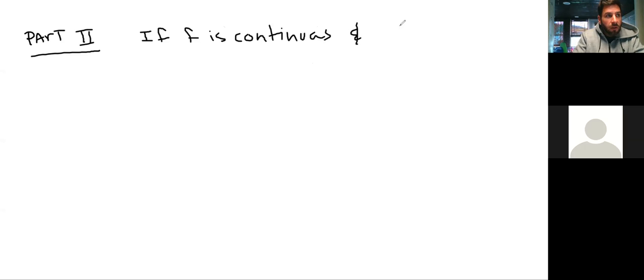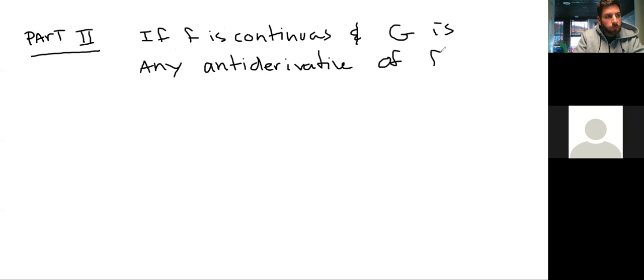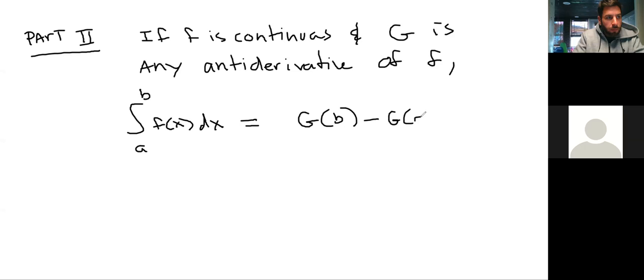Well, the second part says if f is continuous and g is any antiderivative of f, then the integral of f between 2 values a and b can be reduced to this arithmetic option.